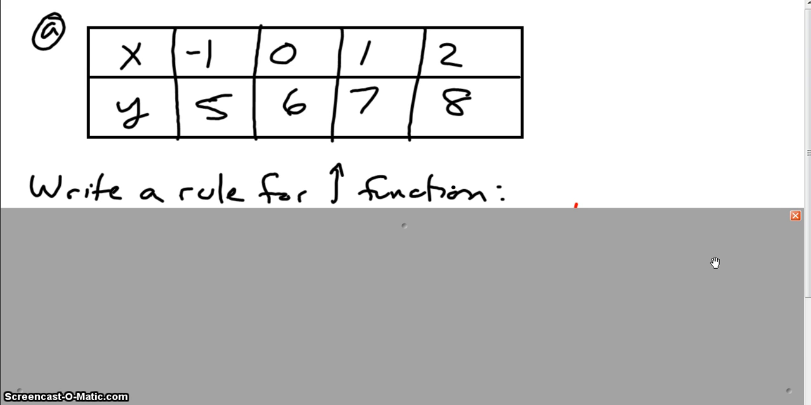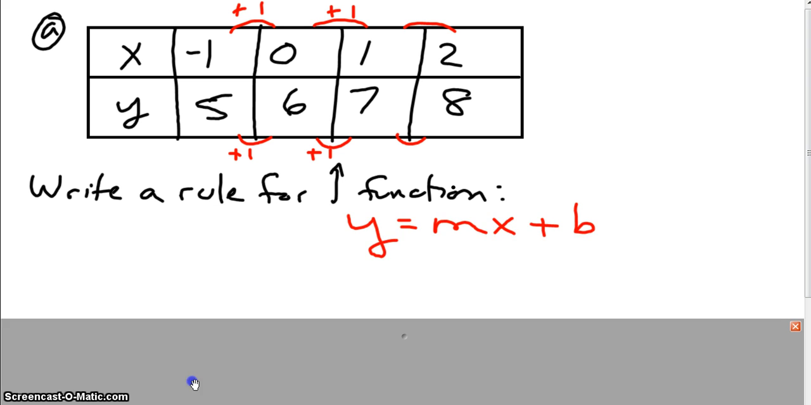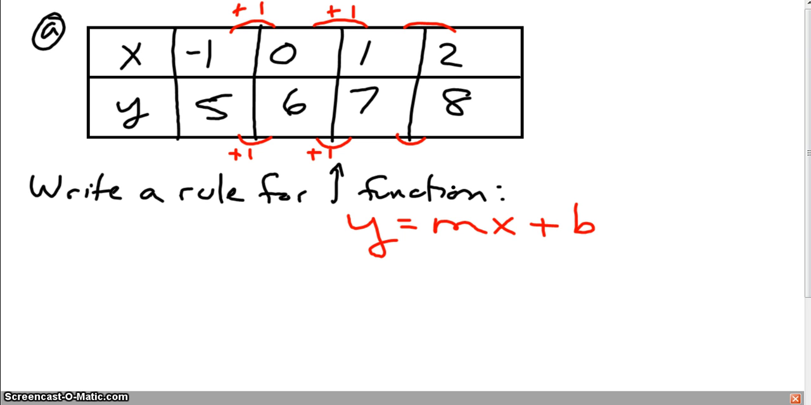Okay, so we're going to write a rule for this function. So the first thing we want to do is say, is there a pattern in the domain, the x values? Is there a pattern? Yes. What is the change? +1, +1, +1. So constant change. And then how about in the y values as we go left to right? What is the change? +1, +1. Okay? So we have a linear function because we are adding the same value to our output every time. That is how we know we have a linear function, okay?